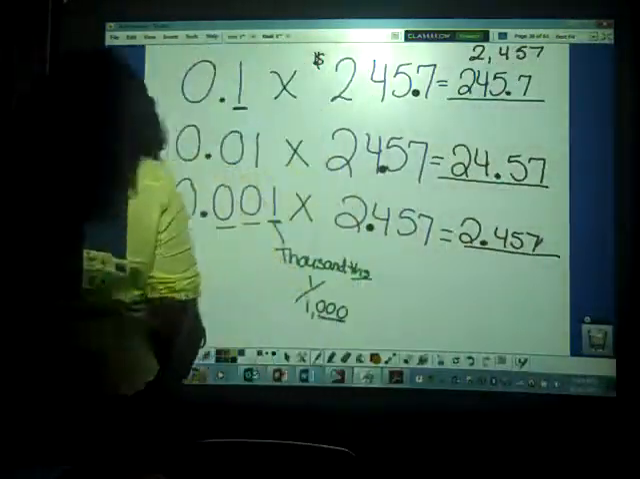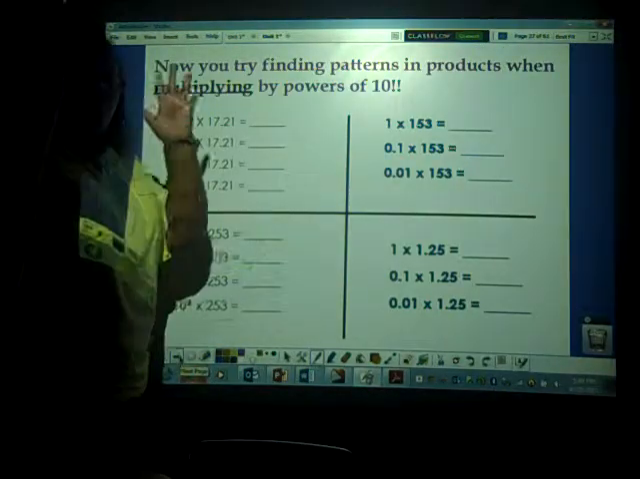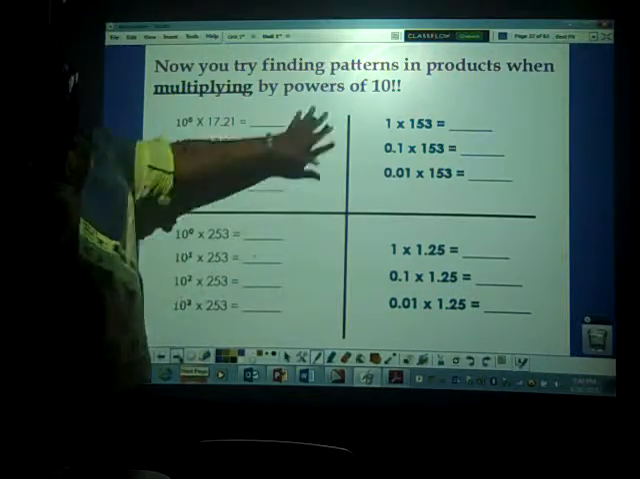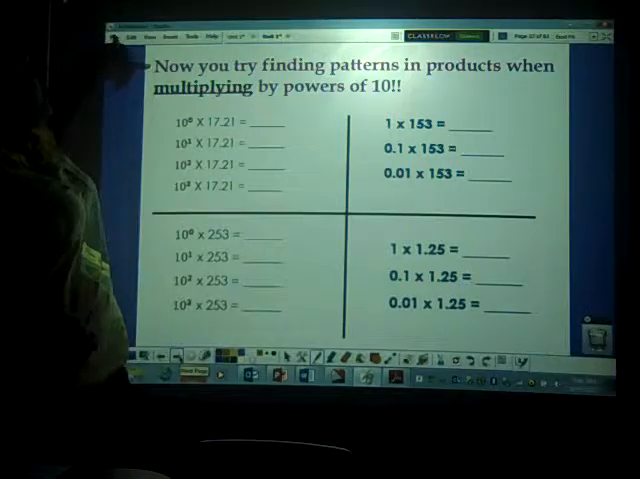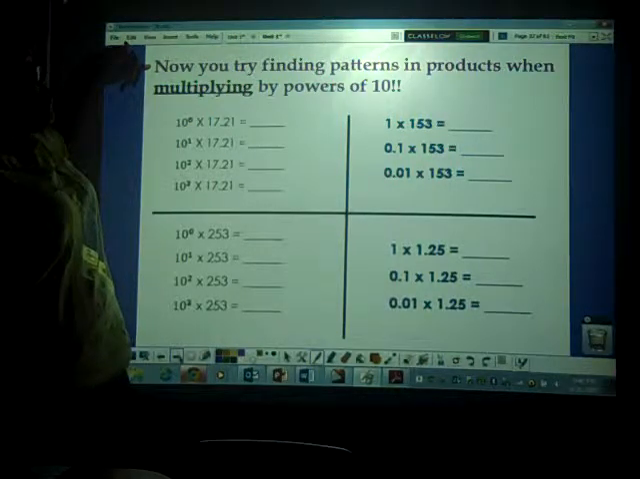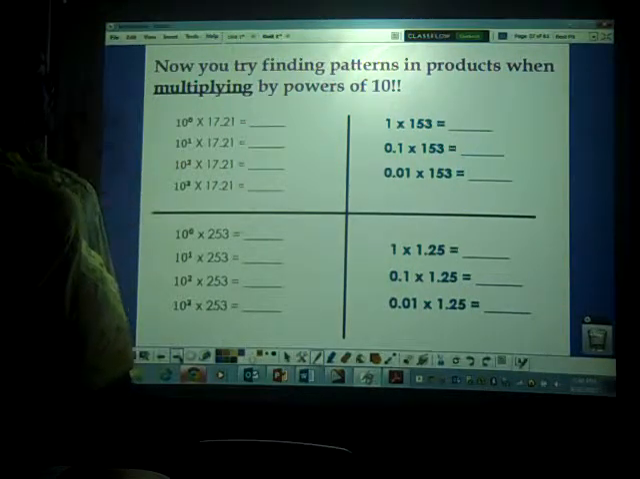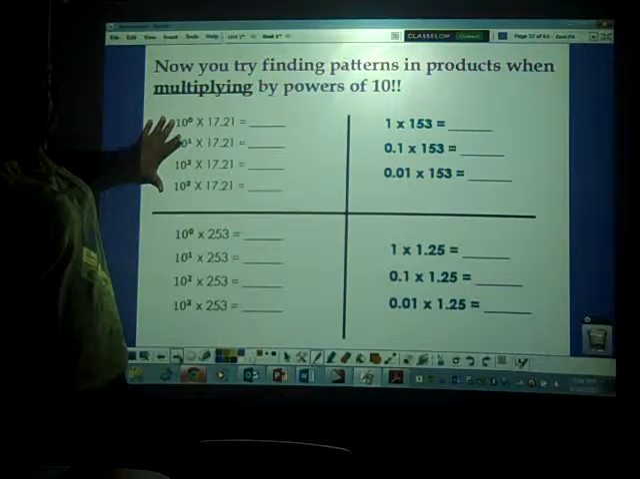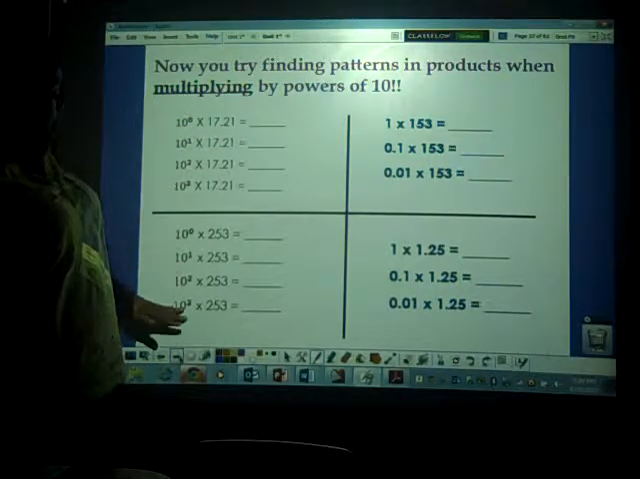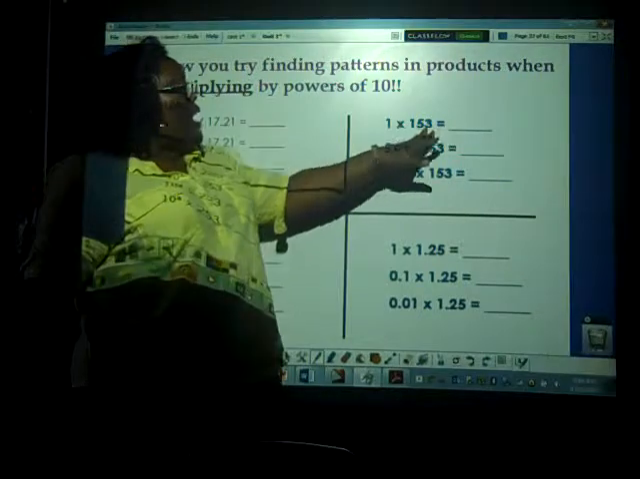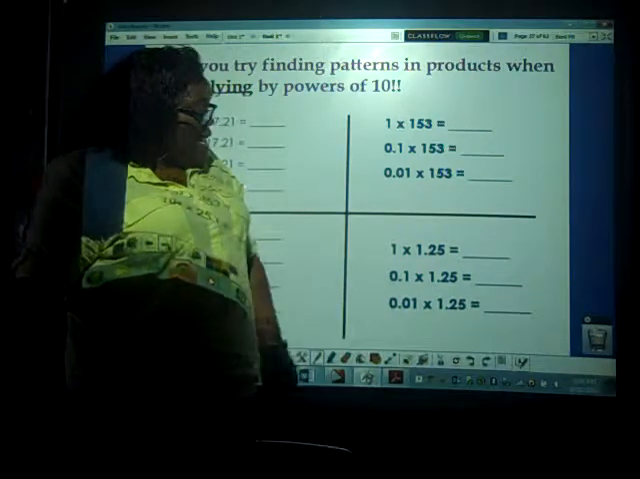So I'm going to flip to the next page. And I want you guys to copy this down, turn to a new page in your journal, copy all of this down, and pause the video, and I want you to work it out. Now you try finding patterns and products when multiplying by powers of 10. Same examples of what we just did. Here's multiplying by a decimal by power of 10, multiplying whole numbers by power of 10s, multiplying whole numbers by decimals, and multiplying decimals by decimals.